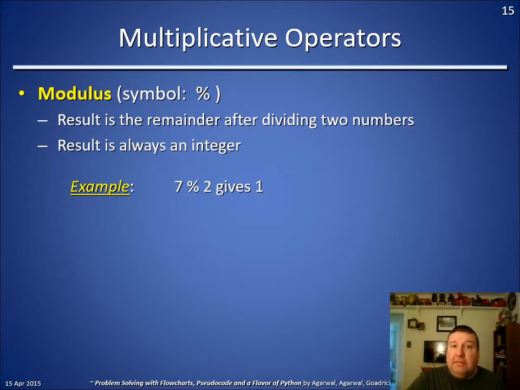and you have that 1 left over. If you remember the long division where you would divide it and you had your remainder down at the bottom, that's your modulus answer. So 7 mod 2 gives 1 because that's going to be your remainder, and it's always going to be an integer.